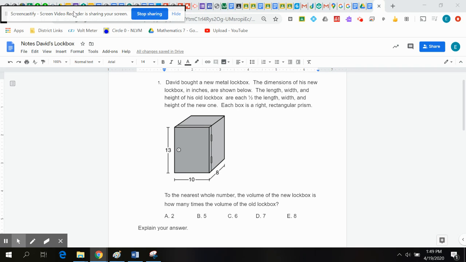Now, we've learned about these three-dimensional objects that they take up space. We can also put things inside this lockbox. It has a capacity. So to the nearest whole number, the volume of the new lockbox is how many times the volume of the old lockbox? I asked you guys to explain your answer. So these are just some examples of answers that I got.